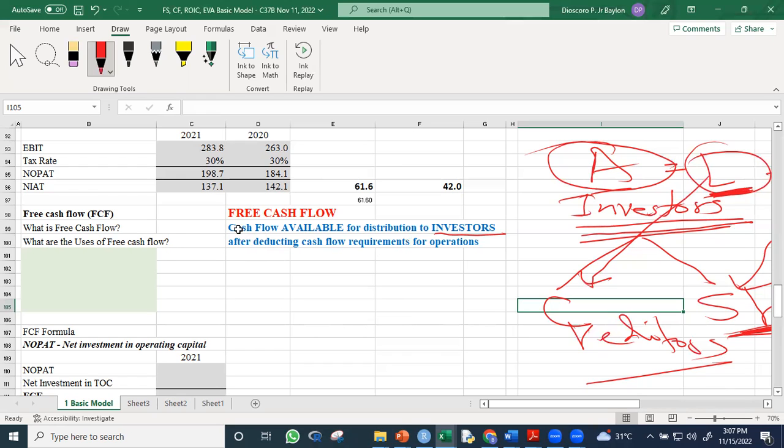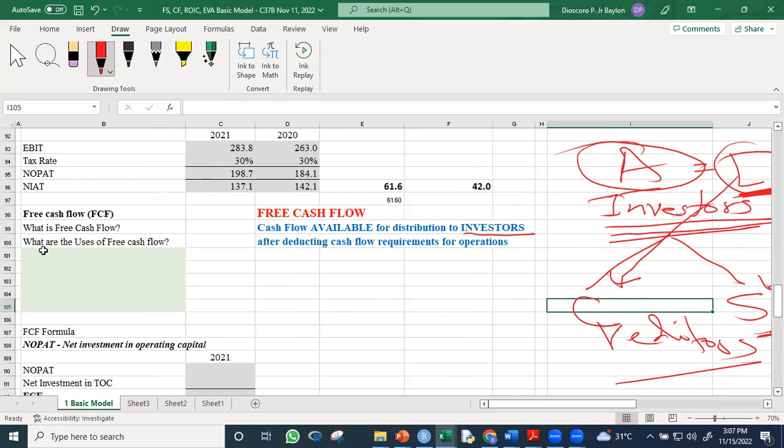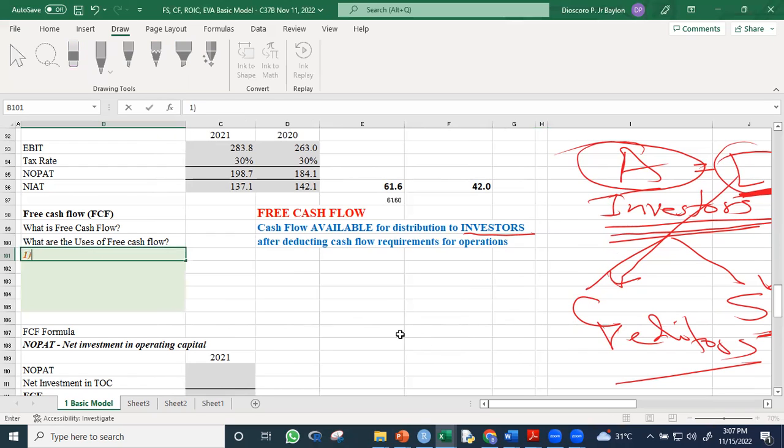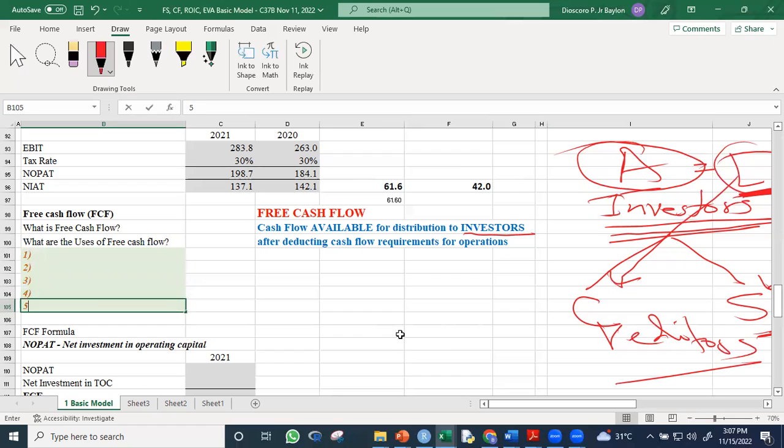Okay? So based on this definition, I'd like to ask you, what are the specific uses of free cash flow? If there are for distribution to investors, given the definition of investors, can you identify 5 specific uses? So 1, 2, 3, 4, 5. So let's identify 5 specific uses of free cash flow.